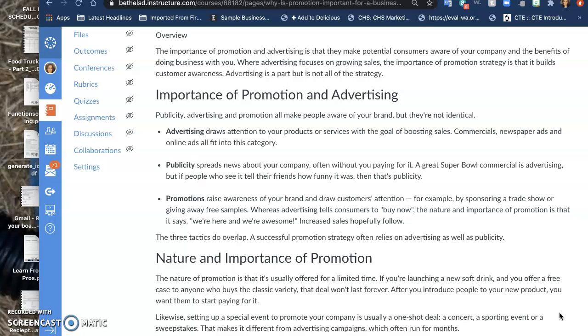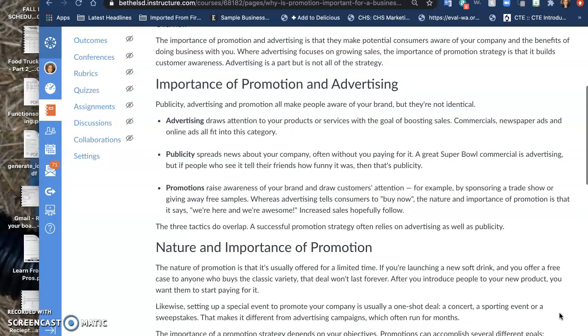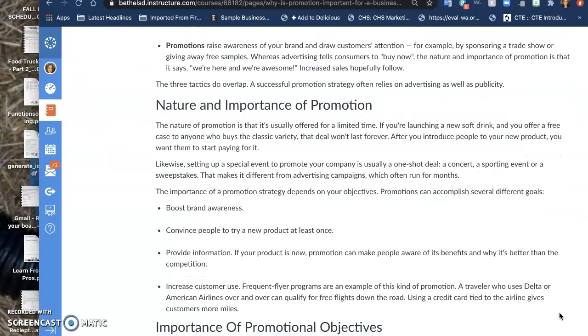Publicity spreads news about your company, often without you paying for it. A great Super Bowl commercial is advertising, but if people who see it tell their friends how funny it was, then that's publicity. Promotion raises awareness of your product and draws customers' attention, for example, by sponsoring a trade show or giving away free samples. Whereas advertising tells consumers, buy now, the nature and importance of promotion says we're here and you're awesome. Increased sales hopefully follow. The three tactics do overlap, and a successful promotion strategy often relies on advertising as well as publicity.